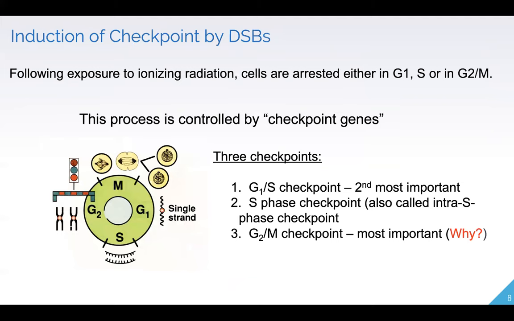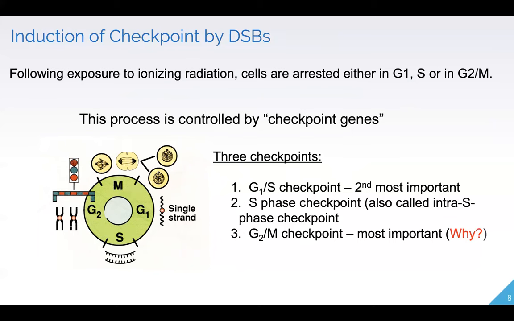All right, so how do the checkpoints get activated? They get activated through the induction of checkpoint genes. And here, I think the cell cycle lecture becomes very relevant, because all these different checkpoints are centered around halting the cell cycle progression by arresting cells at one of these three different major phases of the cell cycle.